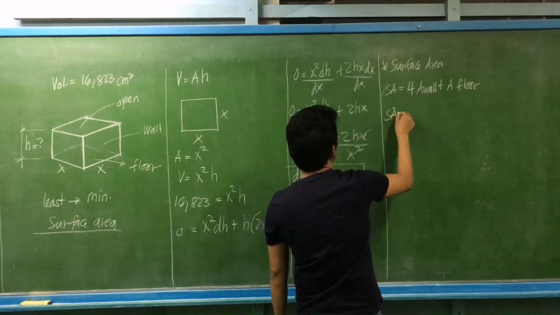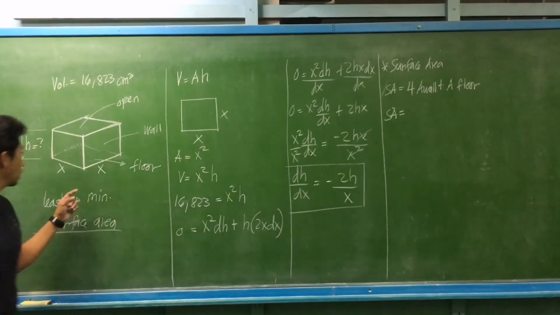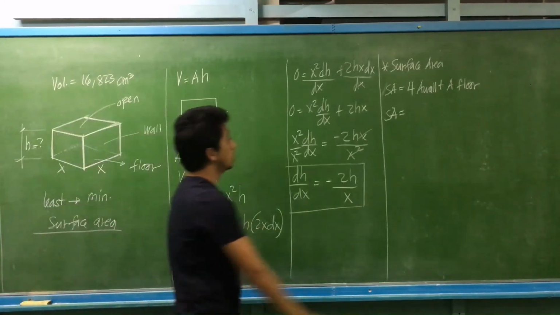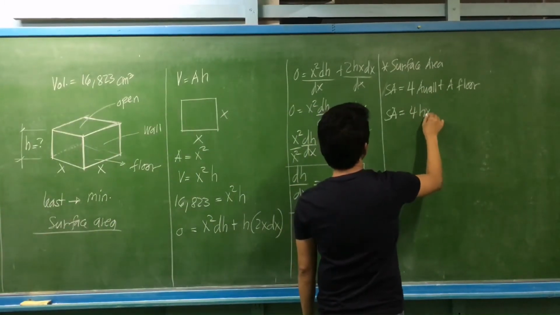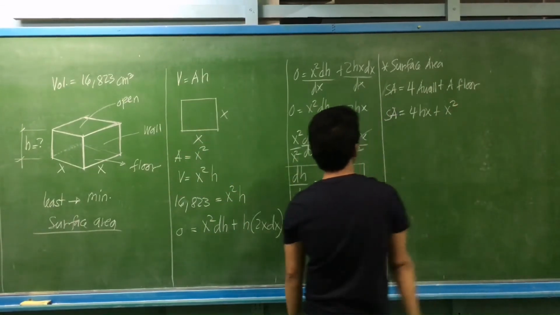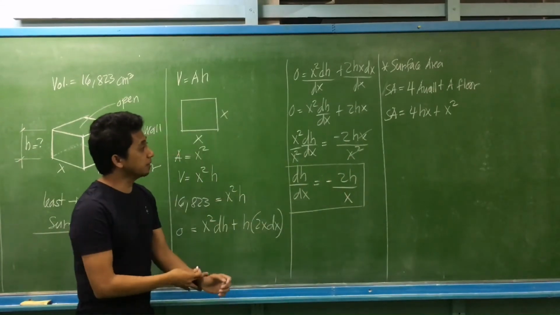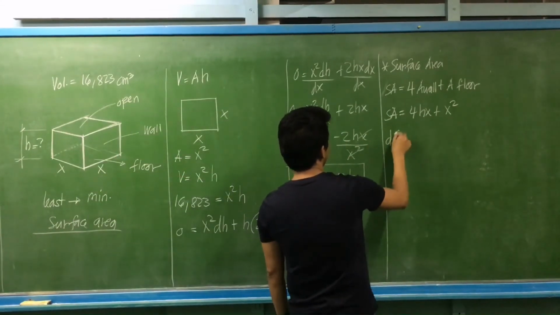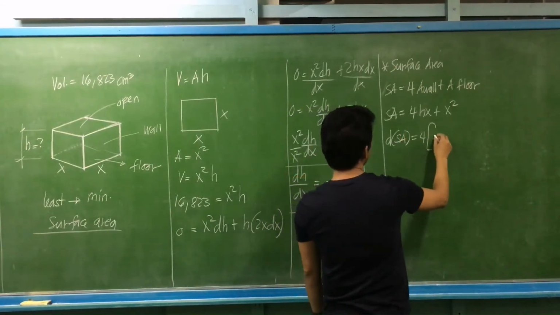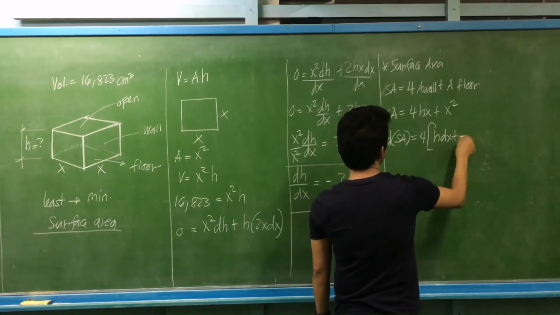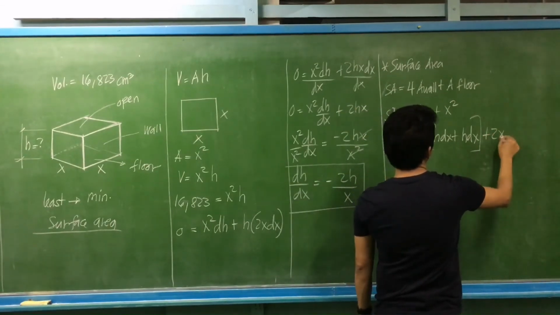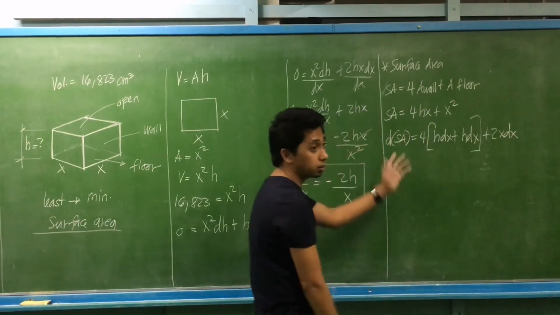We have the surface area is now equal to, what is the area of the wall? Height is h, the width is x. So it's the same as 4 times h times x plus, what is the area of the floor? That is the same as x squared. Then, perform differentiation. Derivative of the surface area is equal to 4. Again, derivative of a product. This is first term, derivative of the second term plus the second term, derivative of the first term. Plus 2x dx. Power rule.